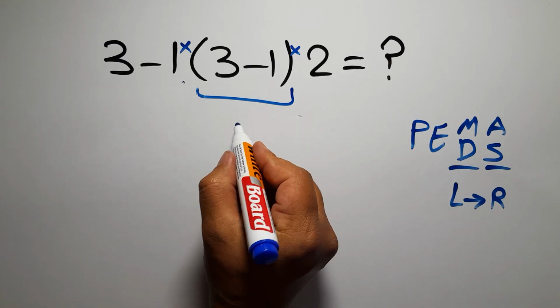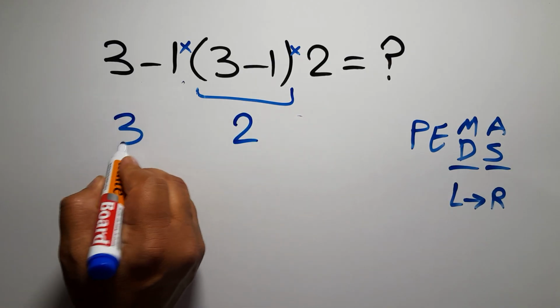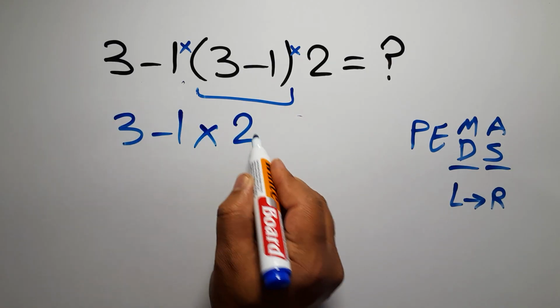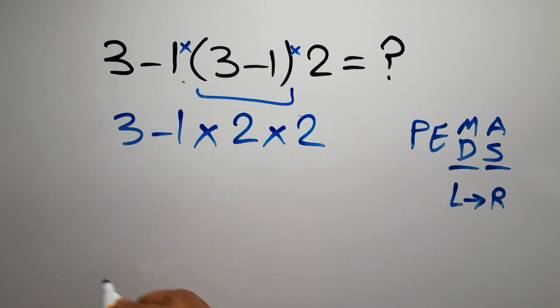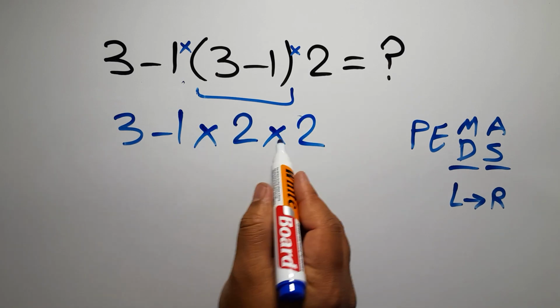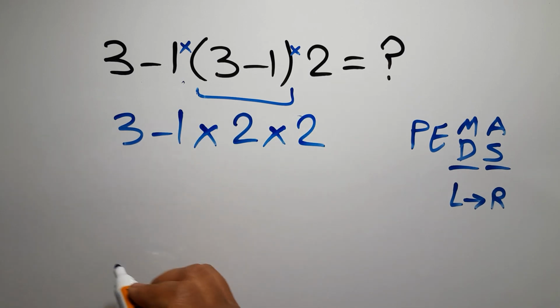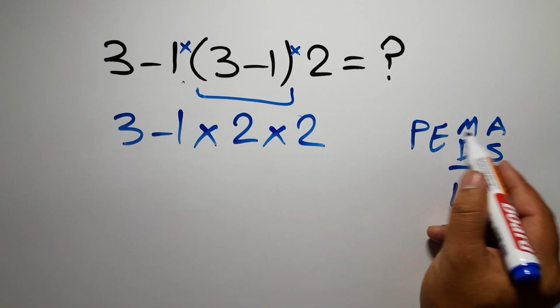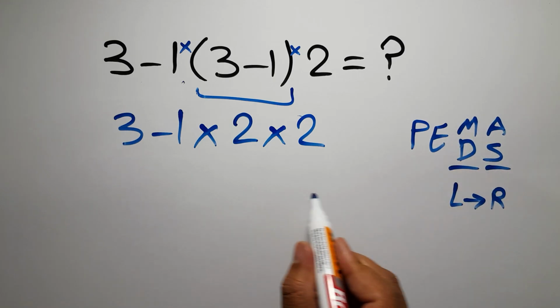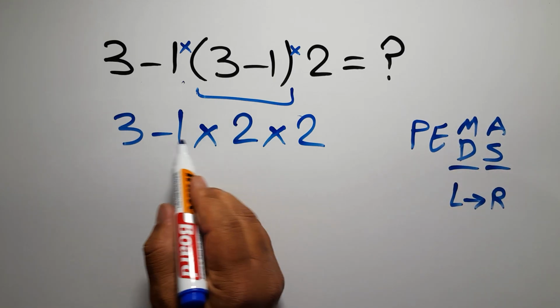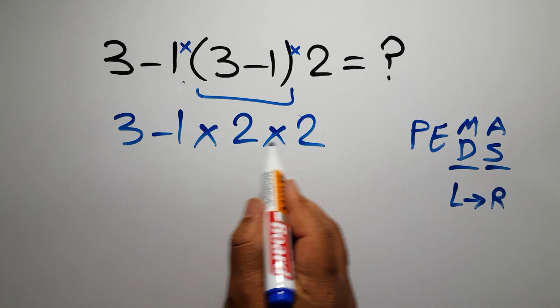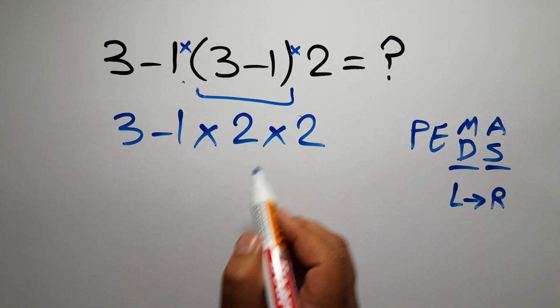3 minus 1 gives us 2. So we have 3 minus 1 times 2 and times 2. Okay, now we have 2 multiplications and 1 subtraction. In PEMDAS, multiplication comes before subtraction. So, when we have more than 1 multiplication in an expression, we have to work from left to right.